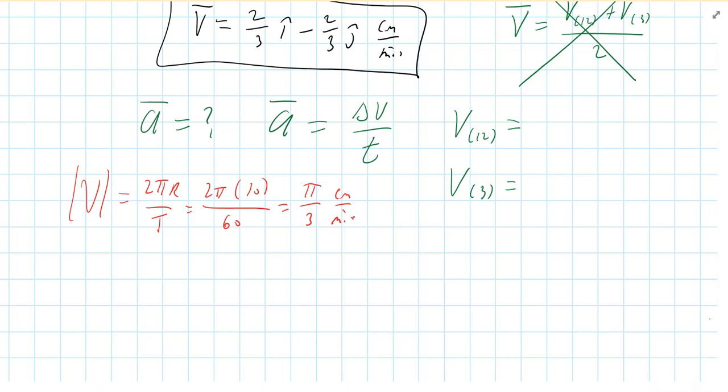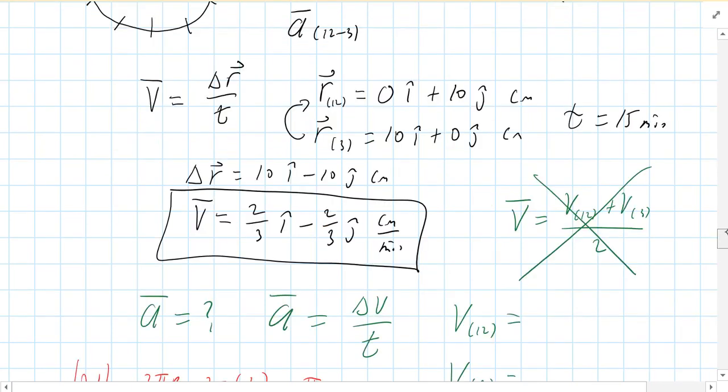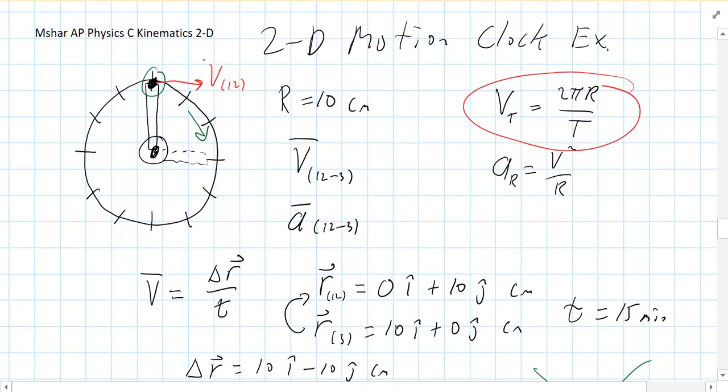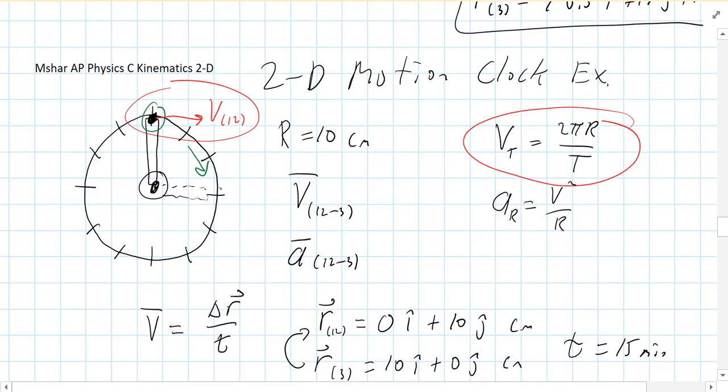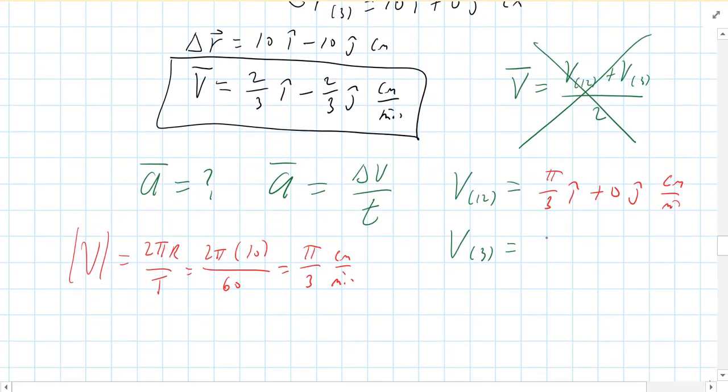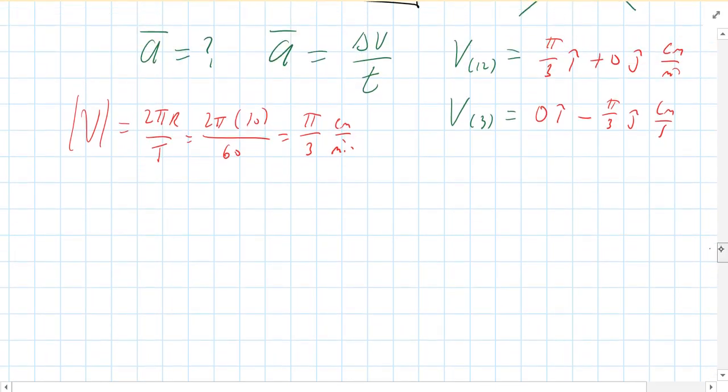All right, now I have to write the velocity at each of these two positions in unit vector notation. So at the noon position, we're moving to the right, okay? So that would be pi over 3 i hat plus 0 j hat centimeters per minute. Now, how about the 3 o'clock position? So when the minute hand is at the 3 o'clock position, now it's moving downward. So we're going to have 0 i hat and then minus pi over 3 j hat centimeters per minute. To find the average acceleration, I have to do the change in velocity.